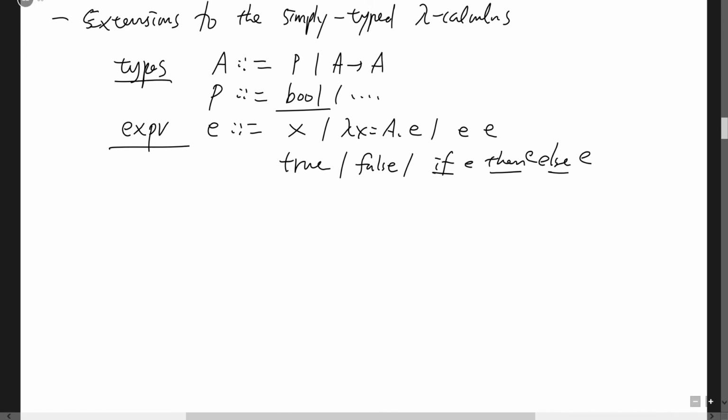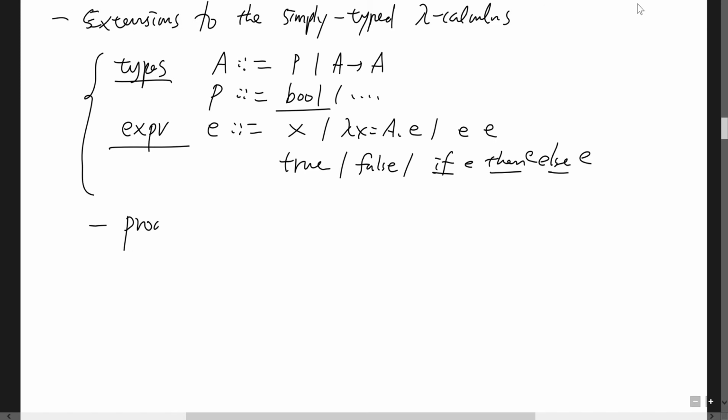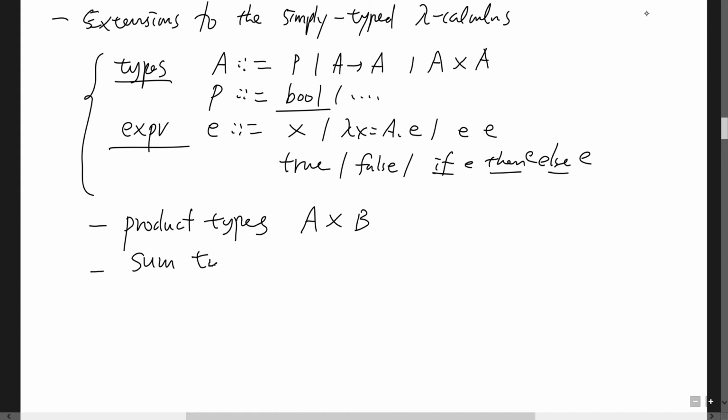Now, we'd like to extend this simply typed lambda calculus with new types. Specifically, we'd like to introduce product types, which we write as A times B. Product types are like A times B. And we are also going to introduce sum types, which we write A plus B. And finally, we are going to introduce a fixed point construct.